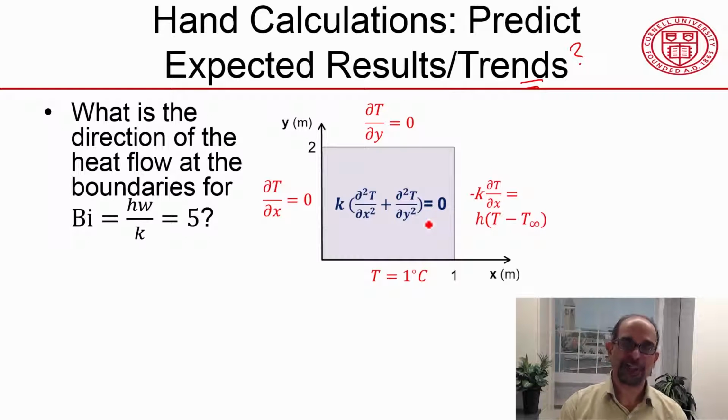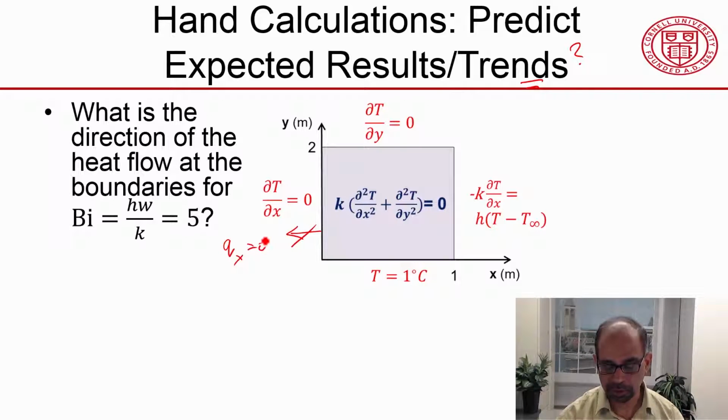When I present this in class at Cornell, I ask students to take a few minutes and work out the direction of the heat flow at the boundaries. And I'll give you a clue. The heat flow in any direction is proportional to the temperature gradient in that direction. If I come to this boundary, there's no temperature gradient in the x direction, so I can't have any heat flow in that direction. So Qx has to be 0.